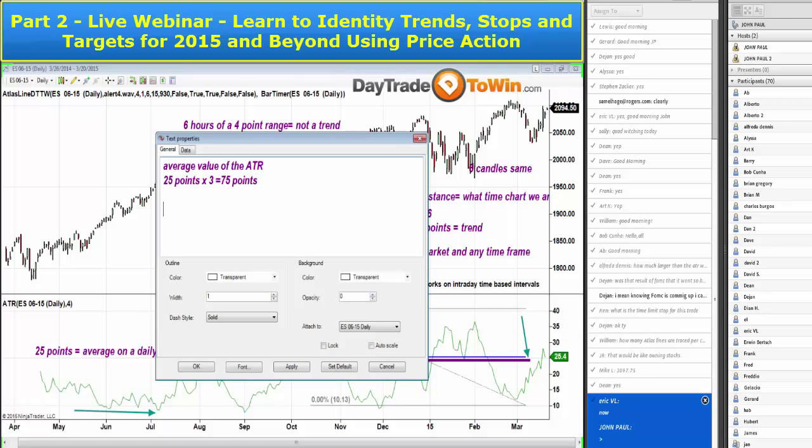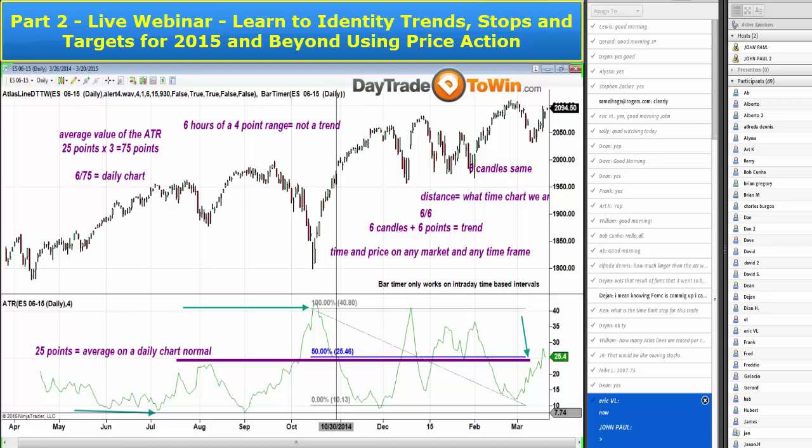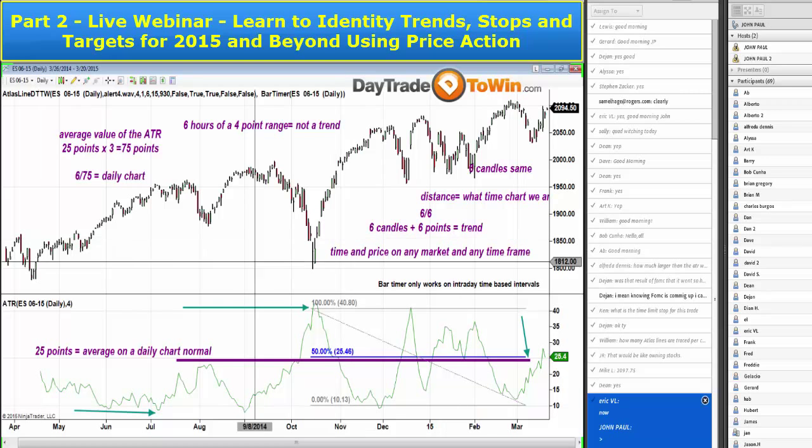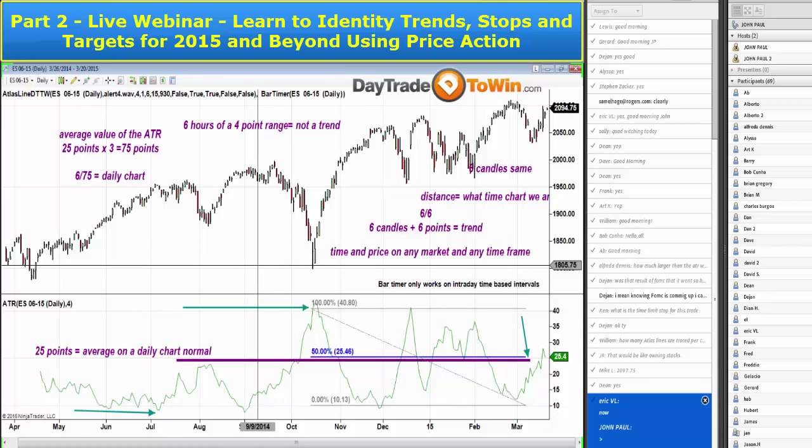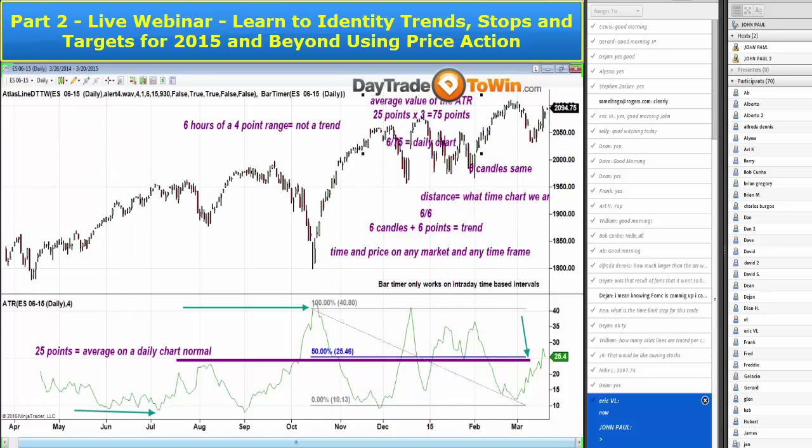So now the equation is not 6-6, but 6-75. For a daily chart, which means that if you want to identify a trend on a daily chart, we're looking at a minimum of 75 points distance and at least 6 candles minimum to make that 75 points. And once you have 6-75, you can say uptrend or downtrend. So now I can start it off anywhere I want on this chart. It doesn't matter. You just have to take it from the swing, the highest high, lowest low, even where we are right now on the chart. So let me just bring this over here and I can take it to where we currently are right now.